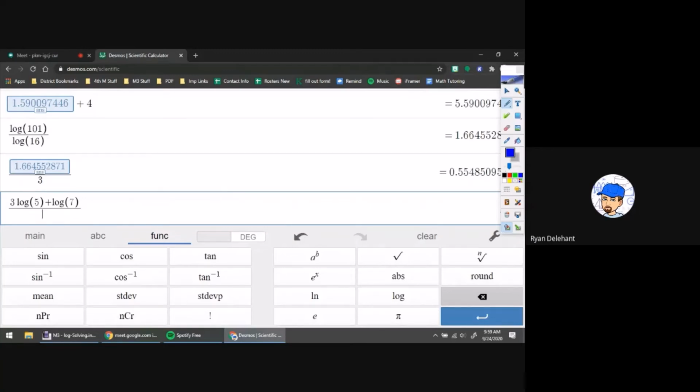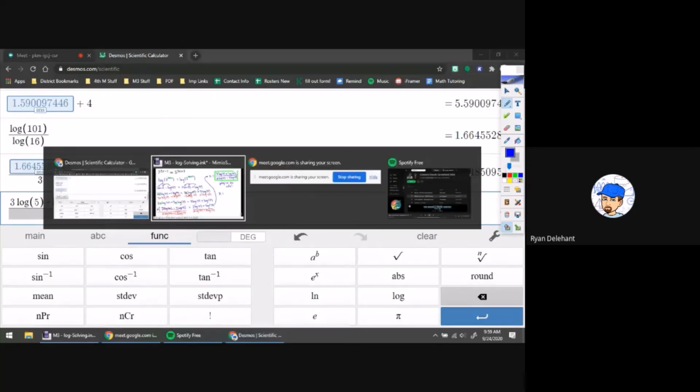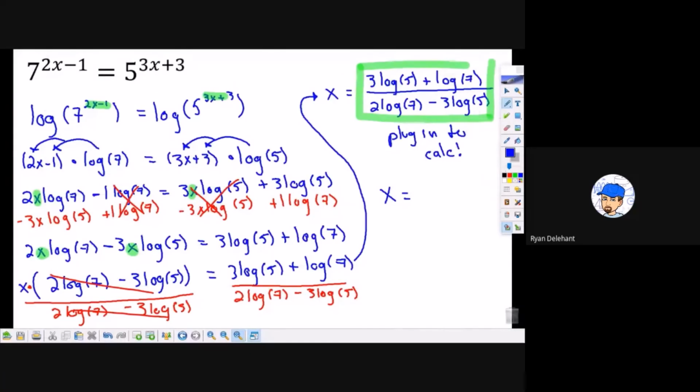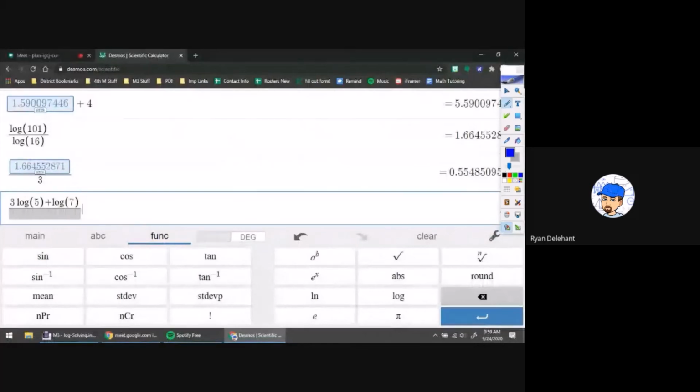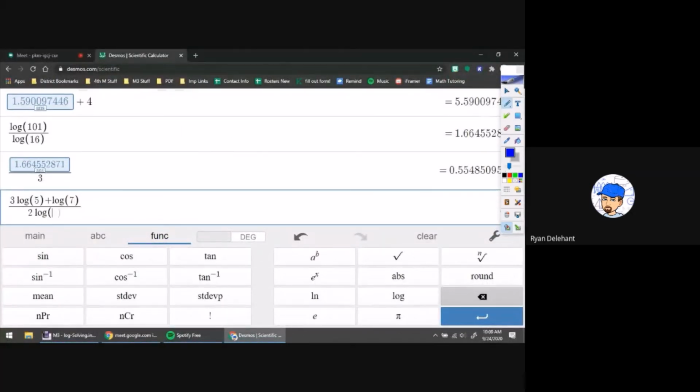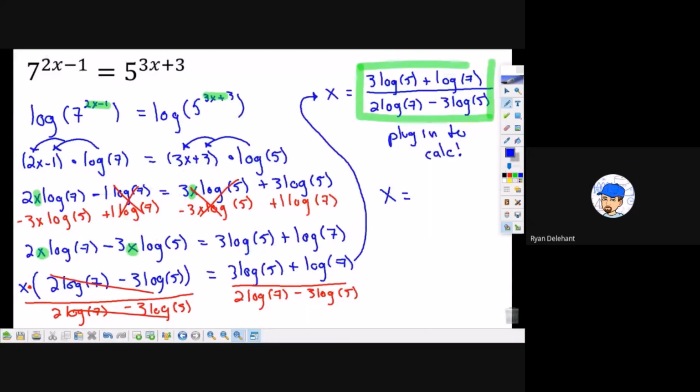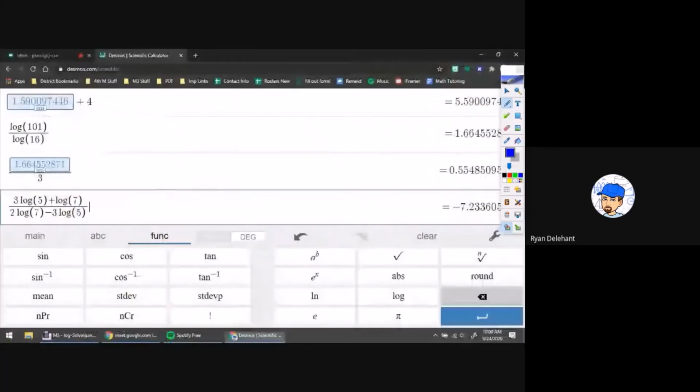And now I can type everything else into the denominator. So that was 2 log 7 minus 3 log 5. So this is, down here, 2 log of 7 minus 3 log of 5. That was right, wasn't it? Double check. 2 log 7 minus 3 log 5, 3 log 5. Yep. There's a long ways to get there, okay?